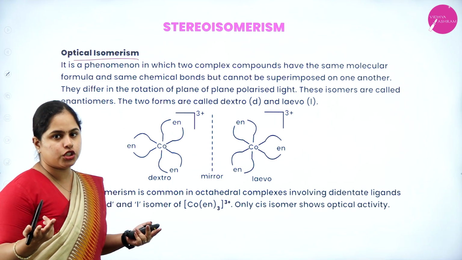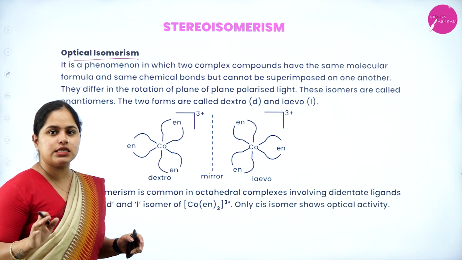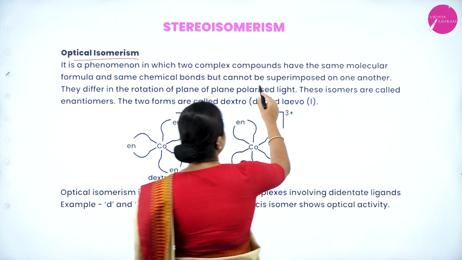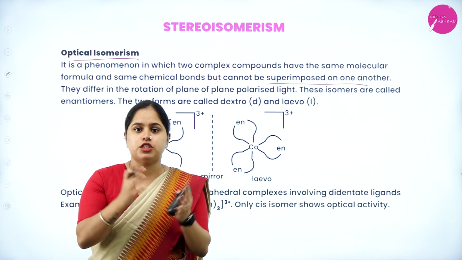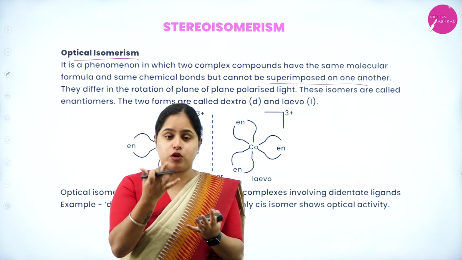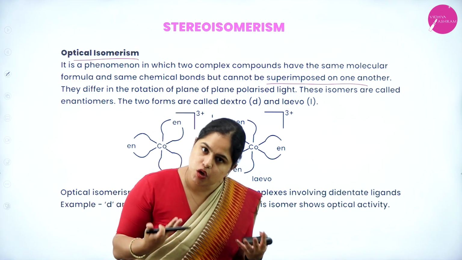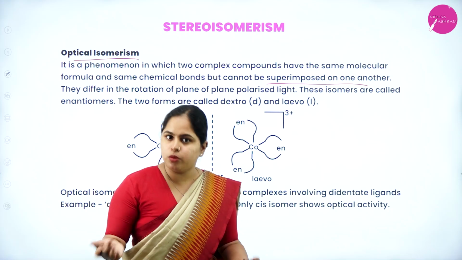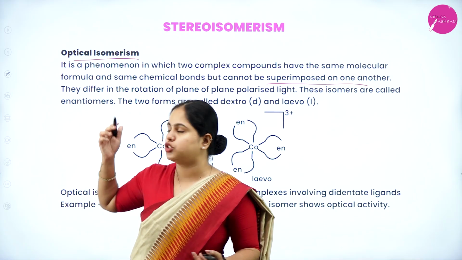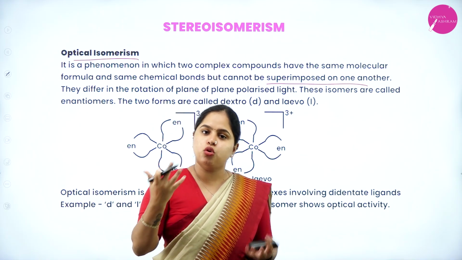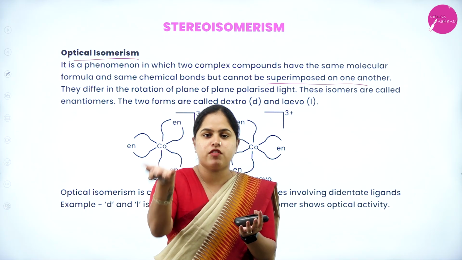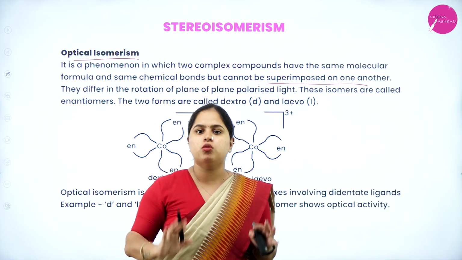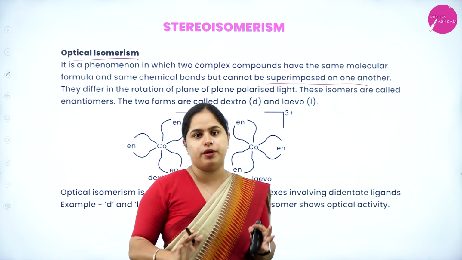Right. Two coordination compounds, same molecular formula, same chemical bonds, but cannot be superimposed. If I am keeping one on top of another, it should not look exactly the same. If it looks exactly the same, that means it is not optically active. If it is not optically active, it will of course not show optical isomerism. So two coordination compounds, if I am superimposing one with the other, keeping one on top of another, should not look exactly the same. It should not be superimposed.